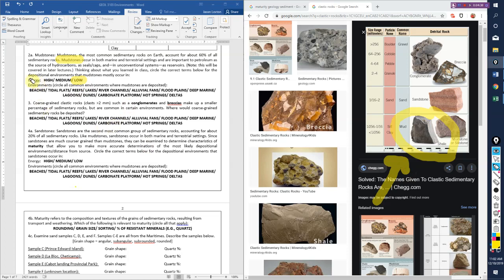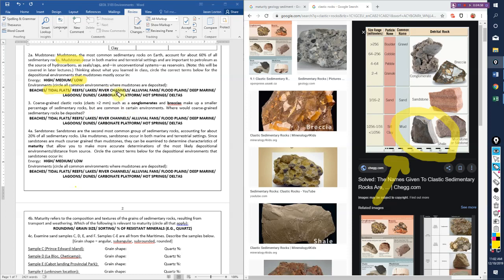So what are low energy environments? A beach? Not really. I mean, that's pretty high energy. How about a tidal flat? So these are areas with very low topographic grade, where there is a strong tidal influence, large tides, and they tend to get flooded. So they're going to be pretty low energy environments. How about a river channel?